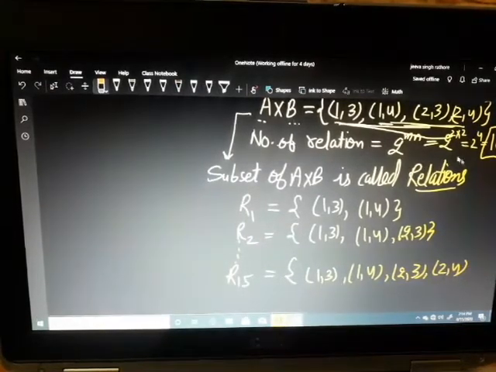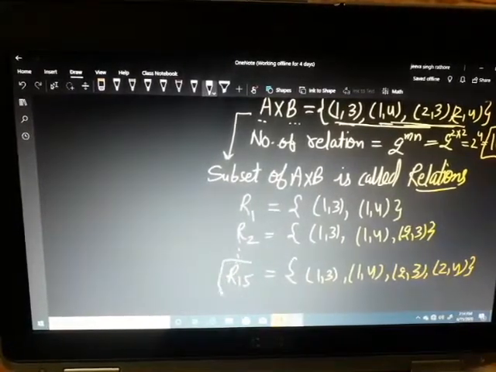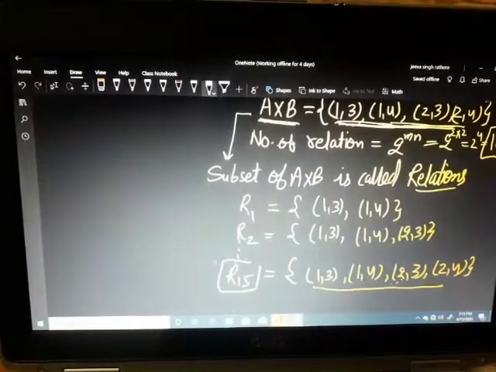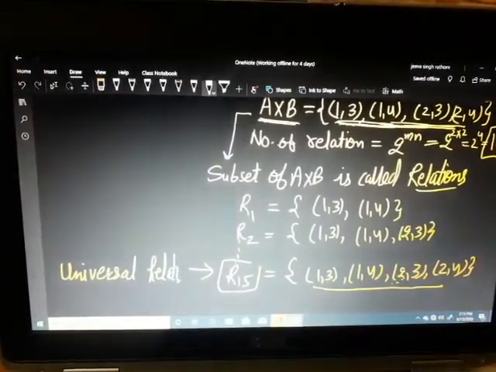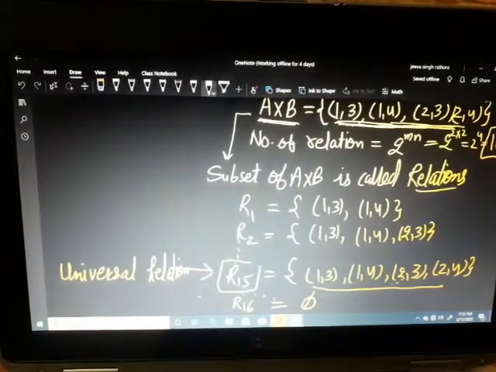In this relation number 15 the complete set is presented. This complete Cartesian product is here, all the elements are here. That's why this relation is known as the universal relation. And one more relation is there, suppose relation number 16, which has no element, that's why it is the null set. This relation is known as the null relation, the void relation. This is the void relation.